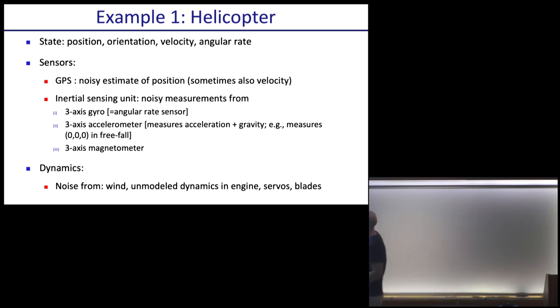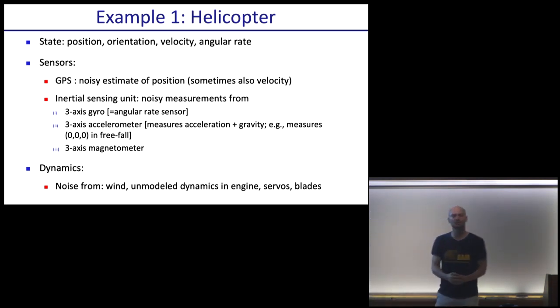Then a 3-axis magnetometer. What is a magnetometer? It measures the Earth's magnetic field. You might think of it as north, but if you measure it in 3D, it's roughly north, but it also points into the Earth. But it's known which direction it points, and so you are measuring, in the frame of your sensor, where the magnetic field is pointing. That gives you information about the orientation of the system.